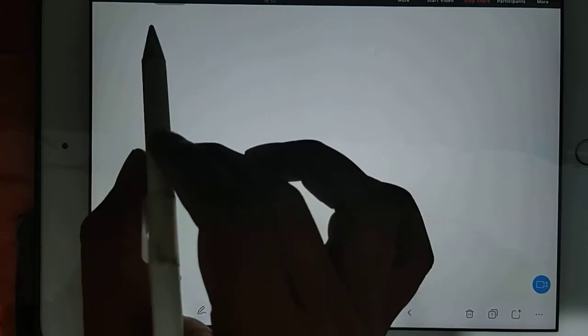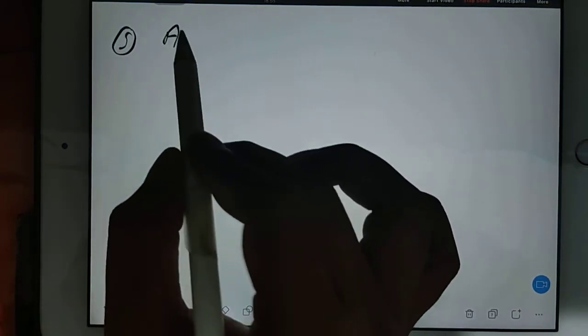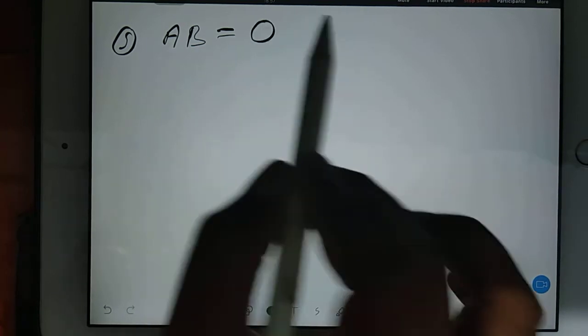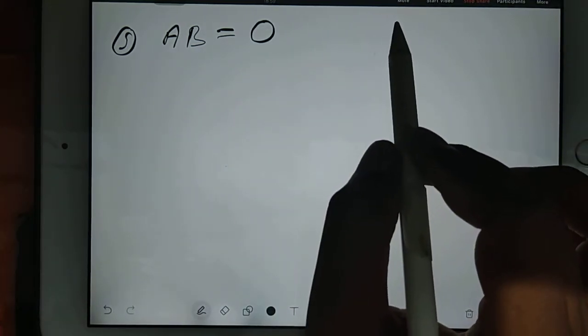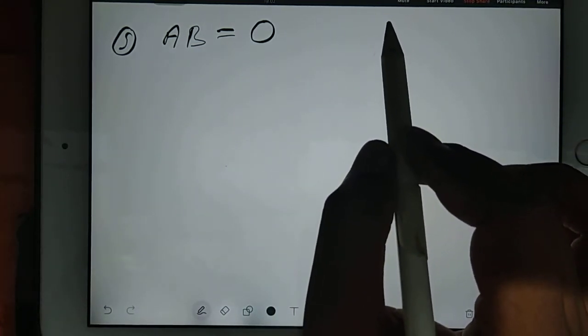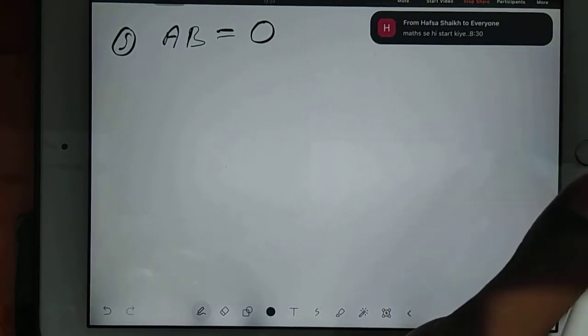Okay, again the condition. Suppose I am multiplying two matrices A and B and I am getting a null matrix. It does not mean that if I multiply in reverse, the result will also be null.